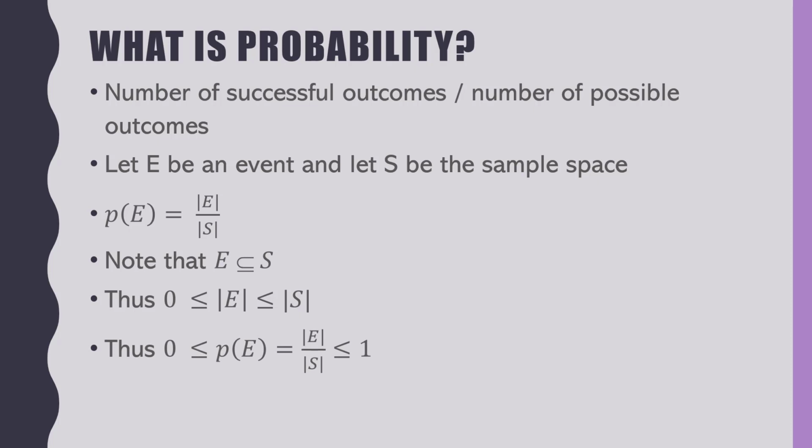0 will be less than or equal to the probability of any given event, which is also the cardinality of the event set over the sample space, which will be less than or equal to 1. Do you understand why it'll always be less than or equal to 1? Right? Not higher than 100%. You can't have more than 100% chance of getting something, right?